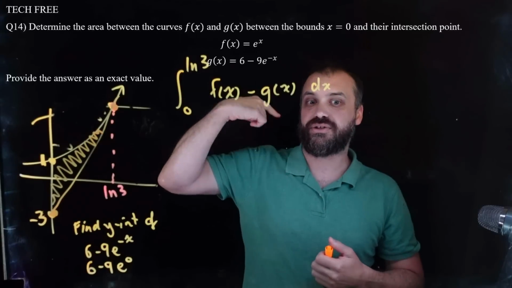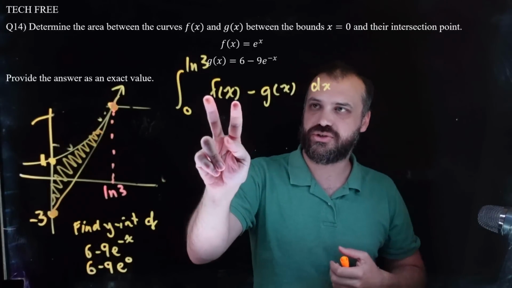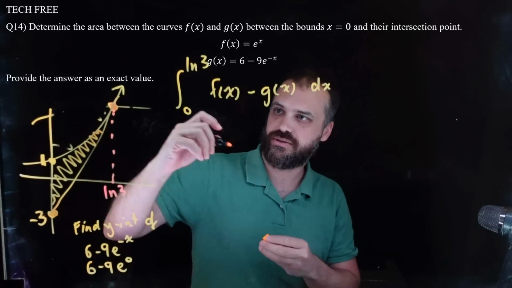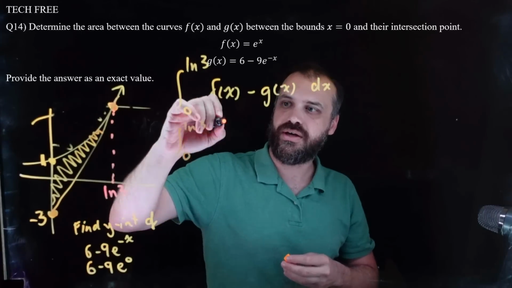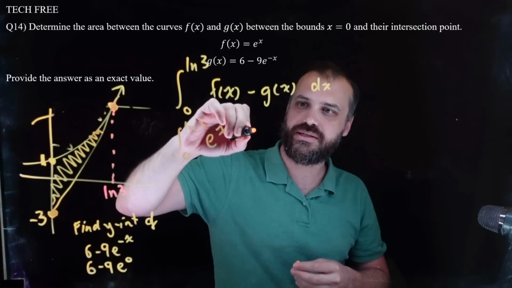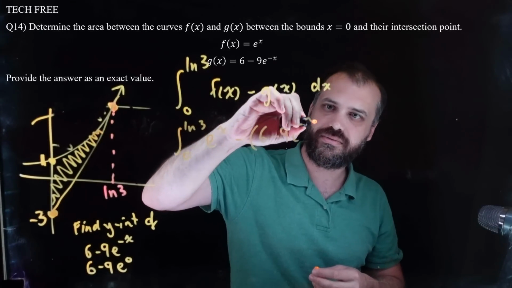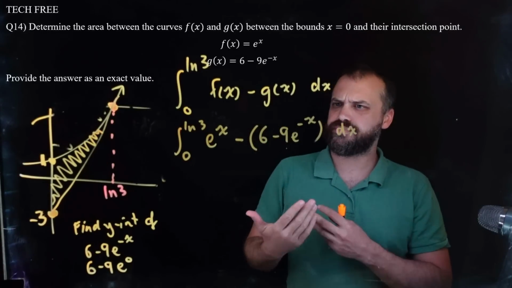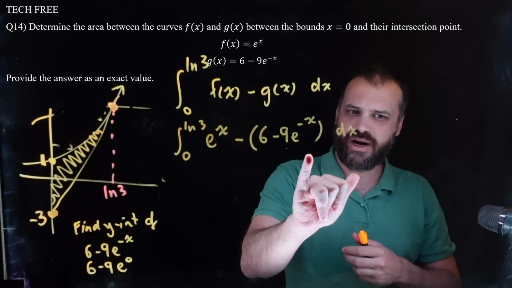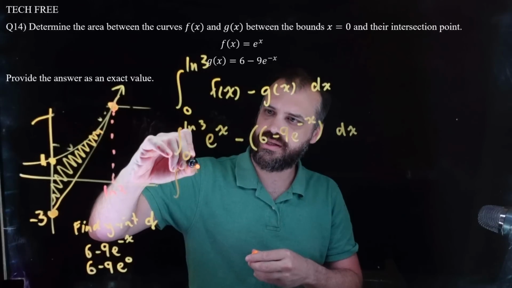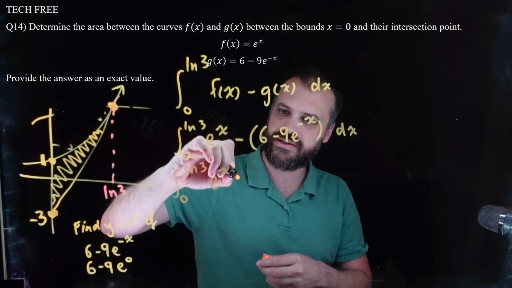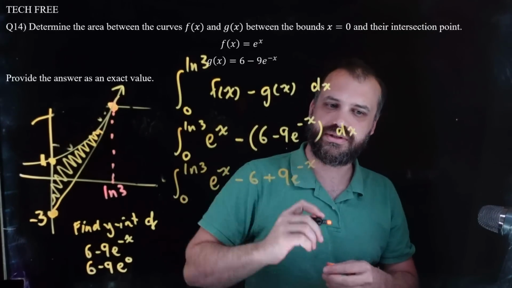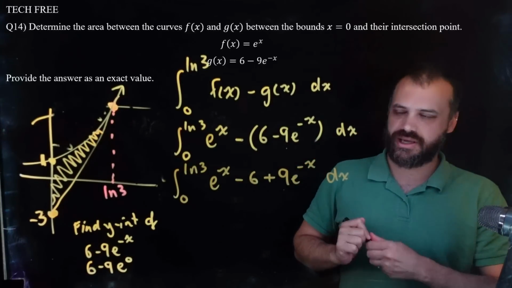So the function that's at the top is e to the x, which means I do e to the x first. I don't do it second. So I rewrite this: the integral from ln3 to 0 of e to the x minus, and then we've got to be careful here with our minuses, with respect to x. Okay, what can I do with that? I've done these brackets here, right? I'll just rewrite it one more time: ln3, 0, e to the x minus 6 plus minus plus 9e to the negative x with respect to x.